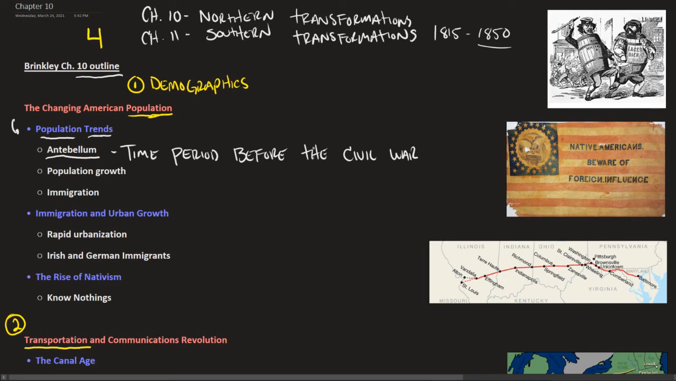It could be used, for example, to describe the North. So we describe this chapter as the antebellum North. You could talk about the antebellum South. You could say something like antebellum culture. That would simply be the culture before the Civil War. Again, it just means anything before the Civil War. So it could even be antebellum demographics, right? That would simply be the population prior to the Civil War.